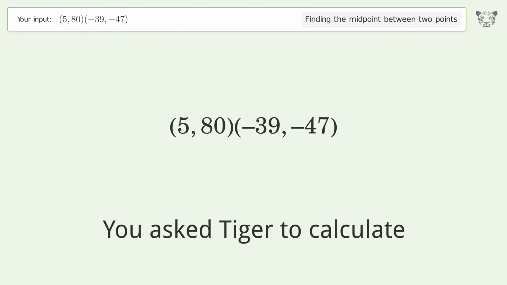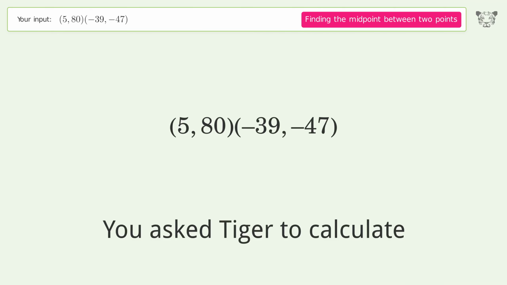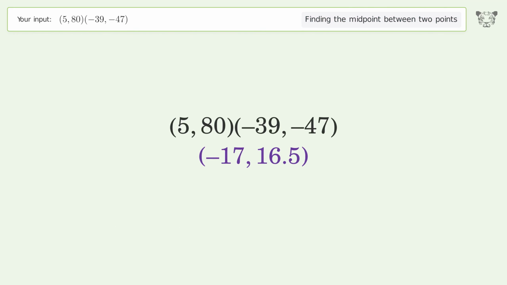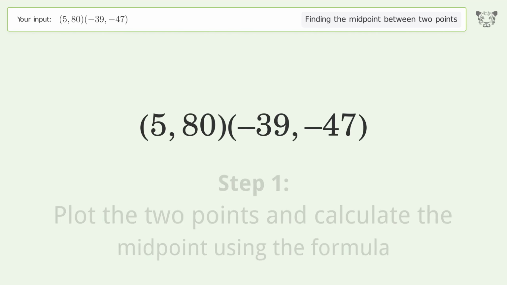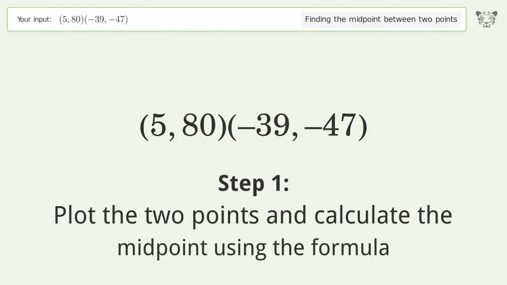You ask Tiger to calculate. This deals with finding the midpoint between 2 points. The midpoint between the 2 points is negative 17, 16.5. Let's solve it step by step. Plot the 2 points and calculate the midpoint using the formula.